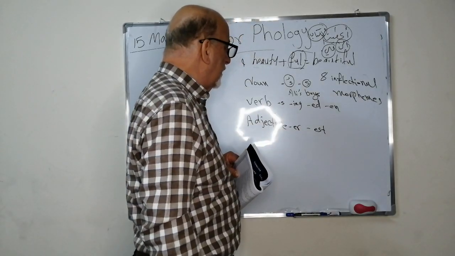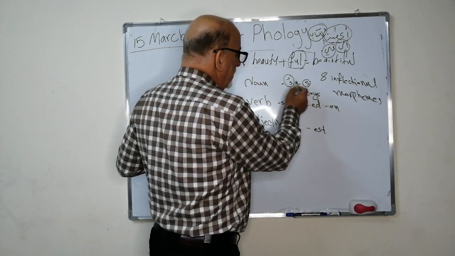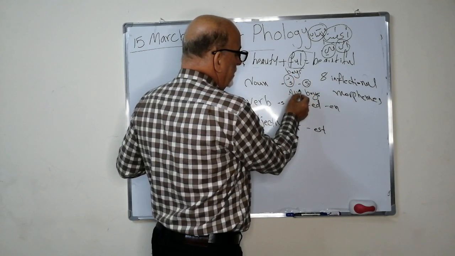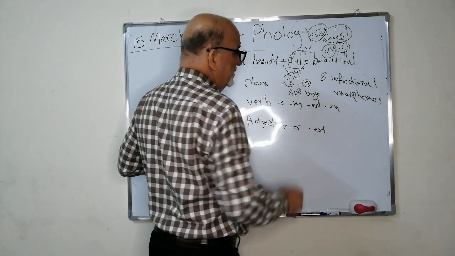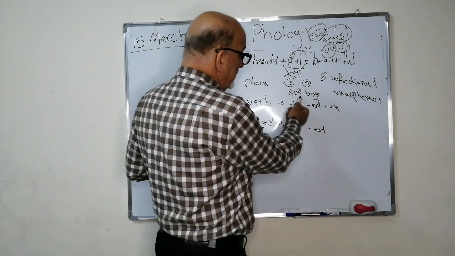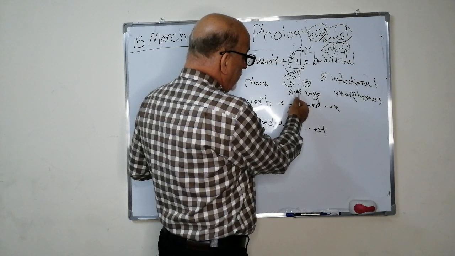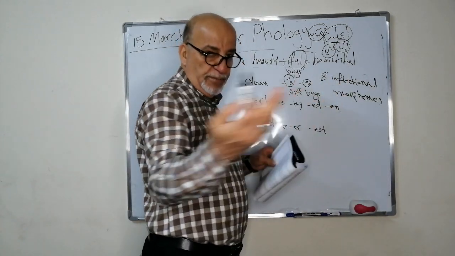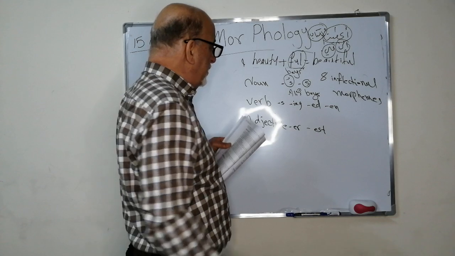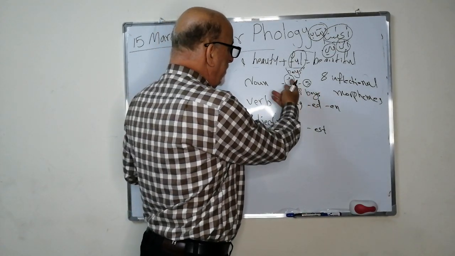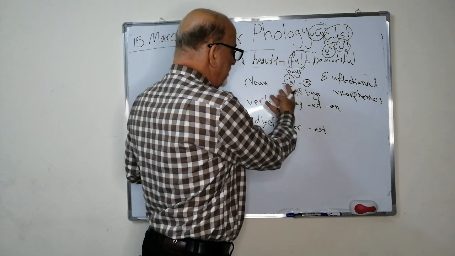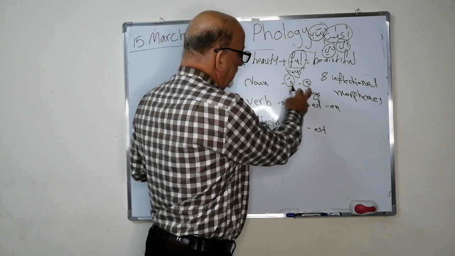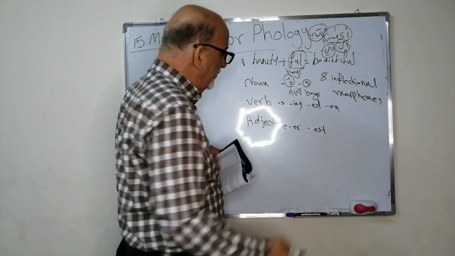Of course, if it is a plural possessive, for example boys', I add the apostrophe after the s. When it is singular, the apostrophe comes before the s, and when it is plural, it comes after. So we have two inflectional morphemes: one marks possession, the possessive s, and this is the plural. Now what about verbs?